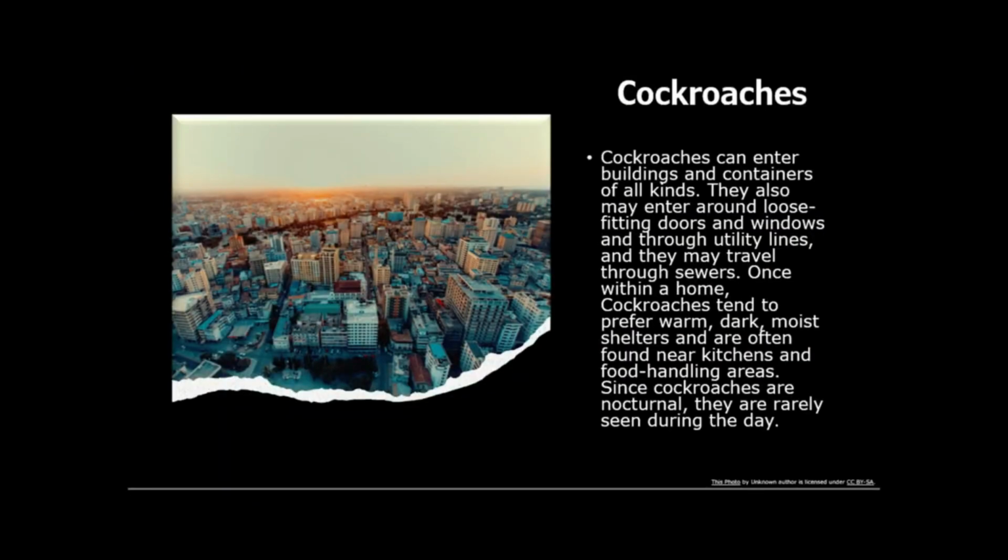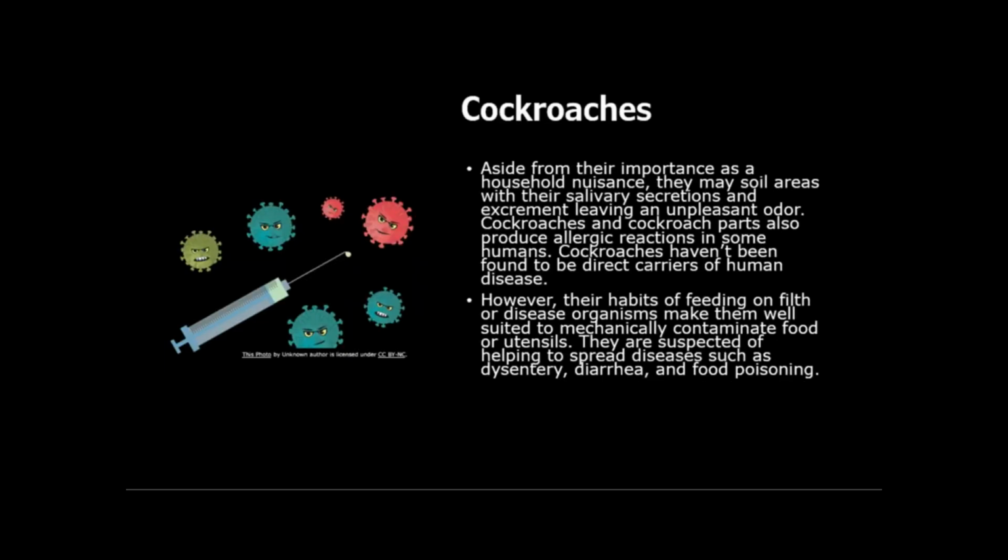Cockroaches. Cockroaches can enter buildings and containers of many kinds. They also may enter around loose-fitting doors and windows and through utility lines, and they may travel through sewers. Once within a home, cockroaches tend to prefer warm, dark, moist shelters and are often found near kitchens and food handling areas. Since cockroaches are nocturnal, they are rarely seen during the day.